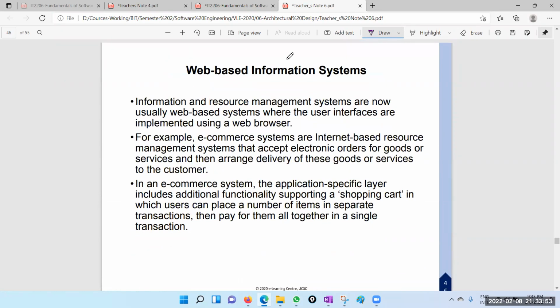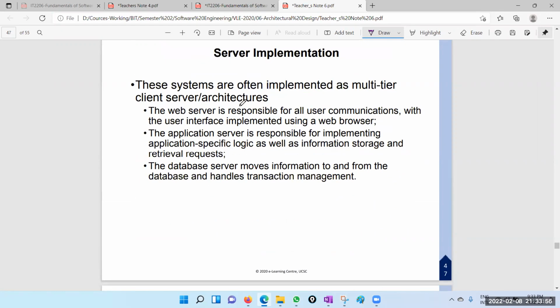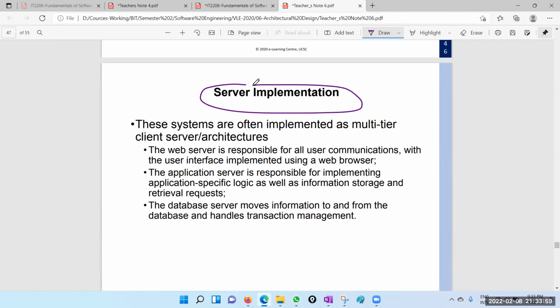So these are some examples they have given. Web-based information systems, server implementation. You will be learning these things in level 2, where we have a subject called enterprise application development. It's a very technical subject. You will learn how to write servlets, JSPs, web services, enterprise Java beans, entity beans, session beans, message driven beans. It's pretty much Java again, but not learning the Java language, learning how to develop enterprise applications. And there we are going to learn these architectures.